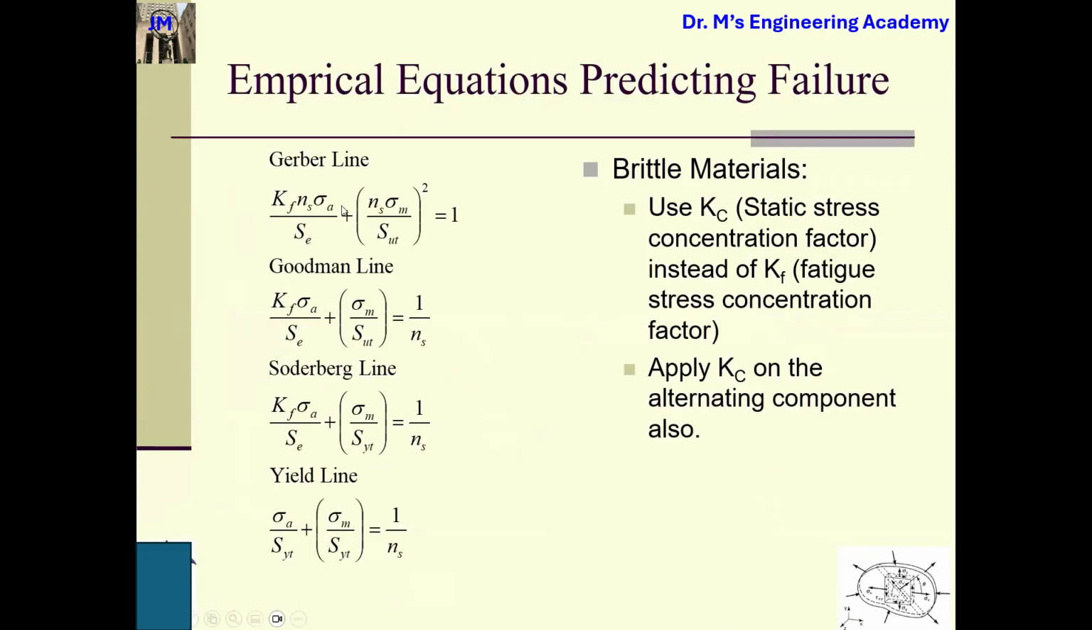So this is the material. This is for the ductile material. For brittle material, we use the Kc. Kc is a static stress concentration factor, instead of Kf. And the Kf here is a fatigue stress concentration factor. Can you guys write down? Because we are going to use this concept very often. Fatigue stress concentration factor, Kf. F means fatigue. Apply Kc on the alternating component also. This is for the brittle material. We only focus on the ductile material.